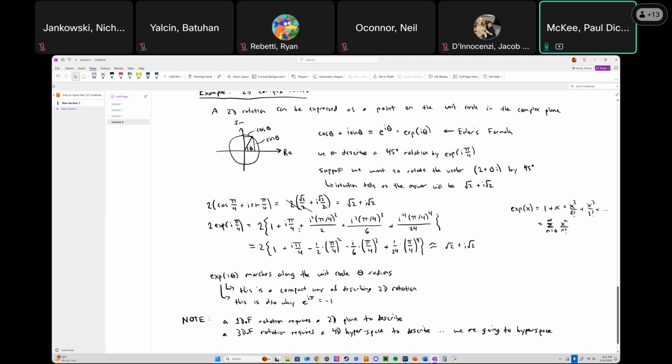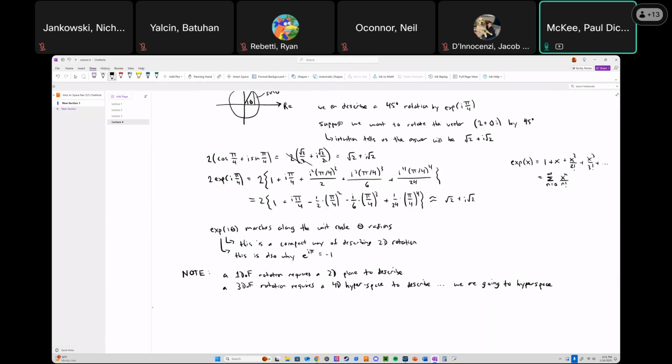So going back to our discussion, quaternions. Quaternions were discovered in 1843 by, not Leonard Euler, by William Rowan Hamilton.